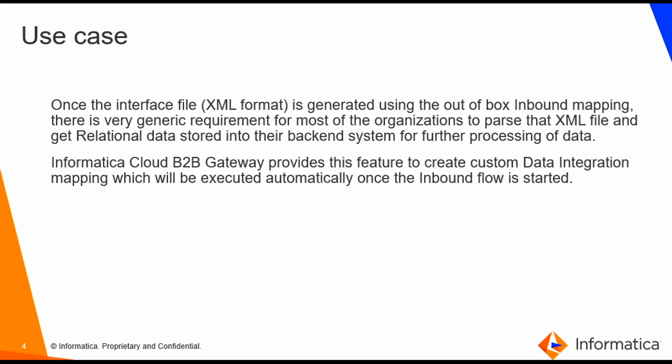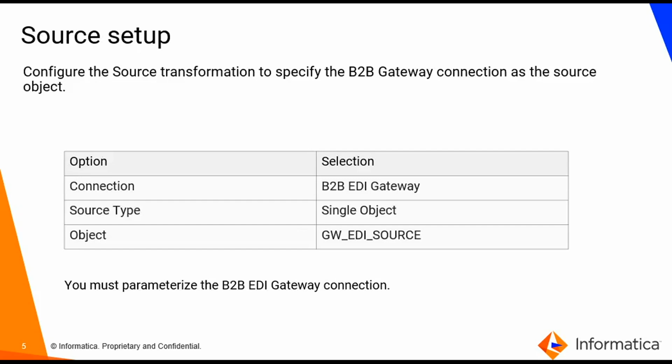Let's go to the demo section where I will be preparing the data integration mapping and we'll test the whole inbound flow from the EDI file using the inbound mapping, getting the interface file, and then using the process to backend mapping, getting the relational format data. Here is a rule for source setup. We have to choose B2B EDI gateway along with GW EDI source as object to make sure it is picking up the correct file after the inbound mapping. And as I explained earlier, any B2B EDI gateway connection has to be parameterized.